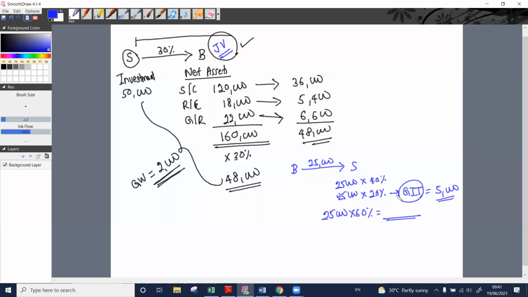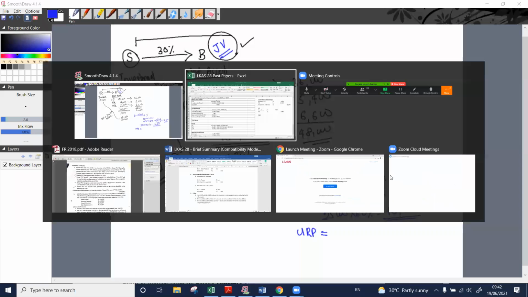60% of 25,000 means what? 15,000. A stock of 15,000 is remaining with them. If it remains, what is generated there? An unrealized profit is generated. That one we need to find and eliminate. Right.